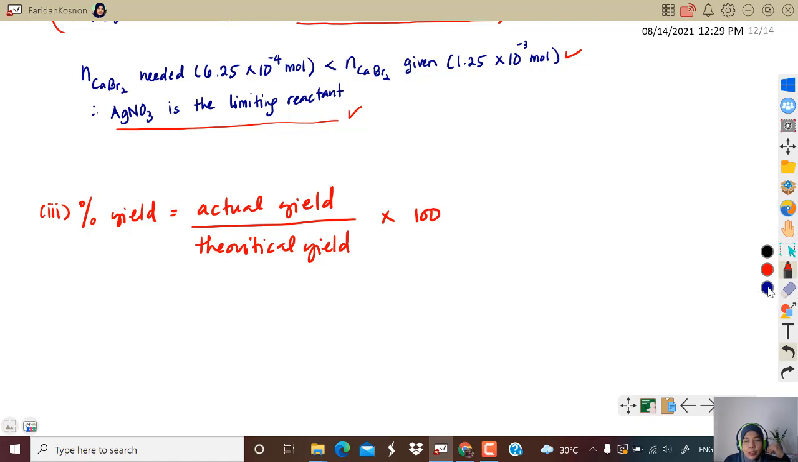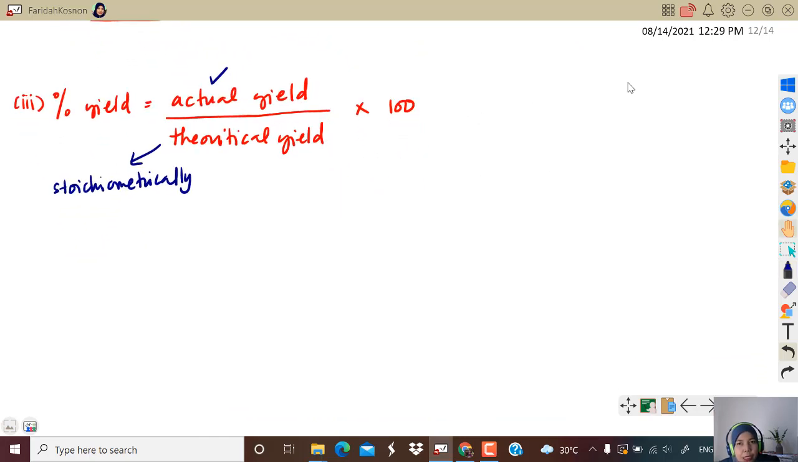Tadi dalam soalan kita sudah ada actual yield. So theoretical yield must be calculated by using stoichiometry. Stoichiometrically calculated lah. Jadi sekarang macam mana kita nak cari dulu theoretical yield? Kita kena gunakan maklumat limiting reactant. Who's the limiting reactant? Silver nitrate.